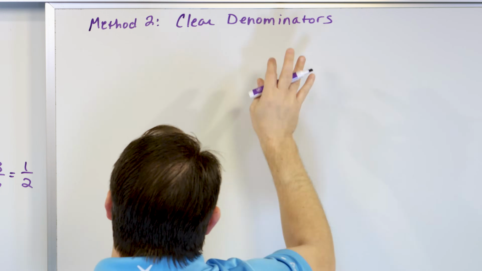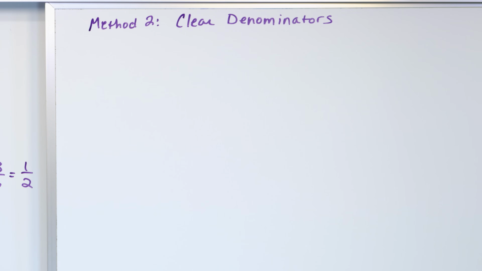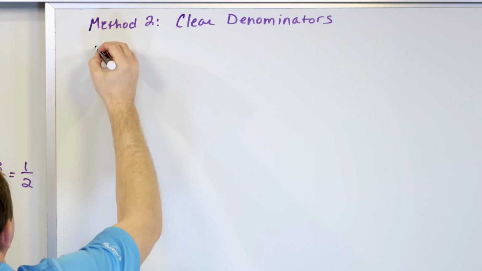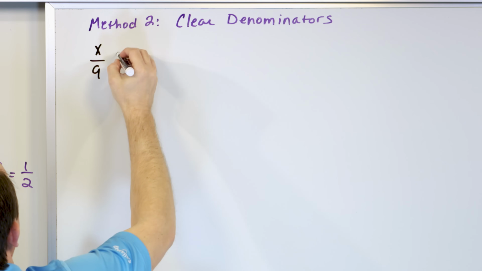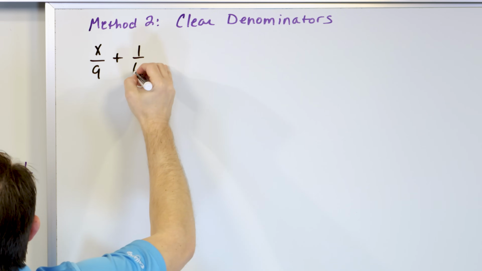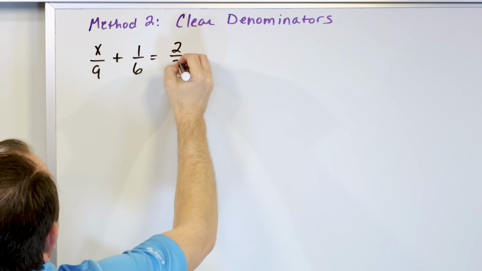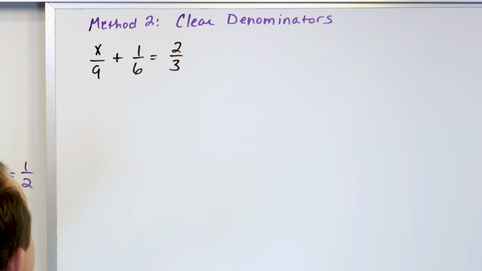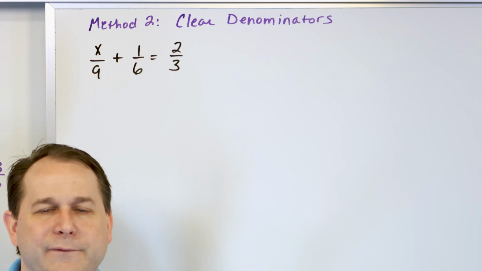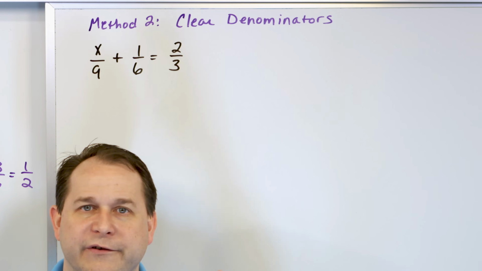Okay? And we're actually going to do this a couple of different ways too, because it's important for you to see. The original equation, I would like to rewrite it again over here, just so we have a clean slate. x over 9 plus 1 over 6 is equal to 2/3. All right, so the reason this equation is difficult to solve is because of the fractions, right? The fractions have numerator over denominator.